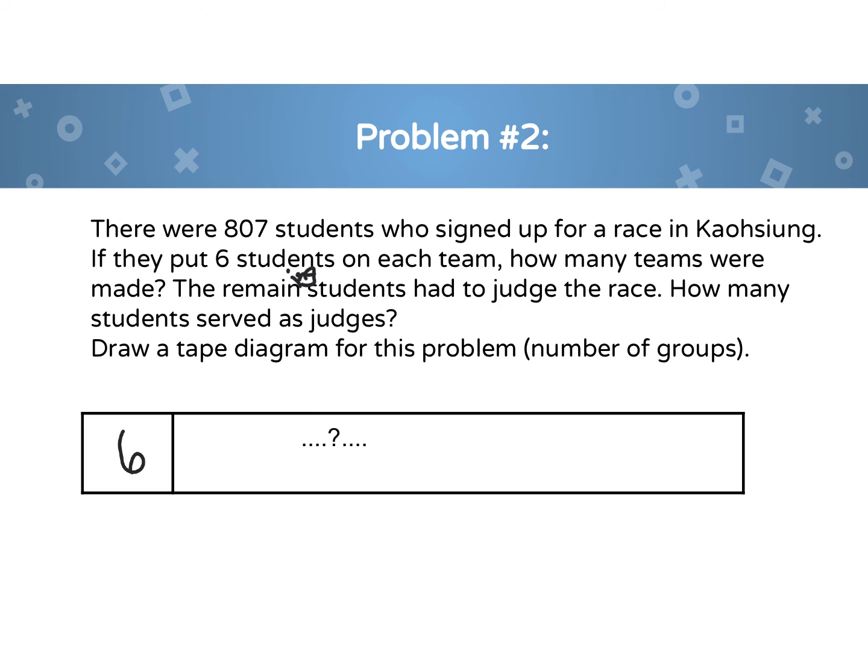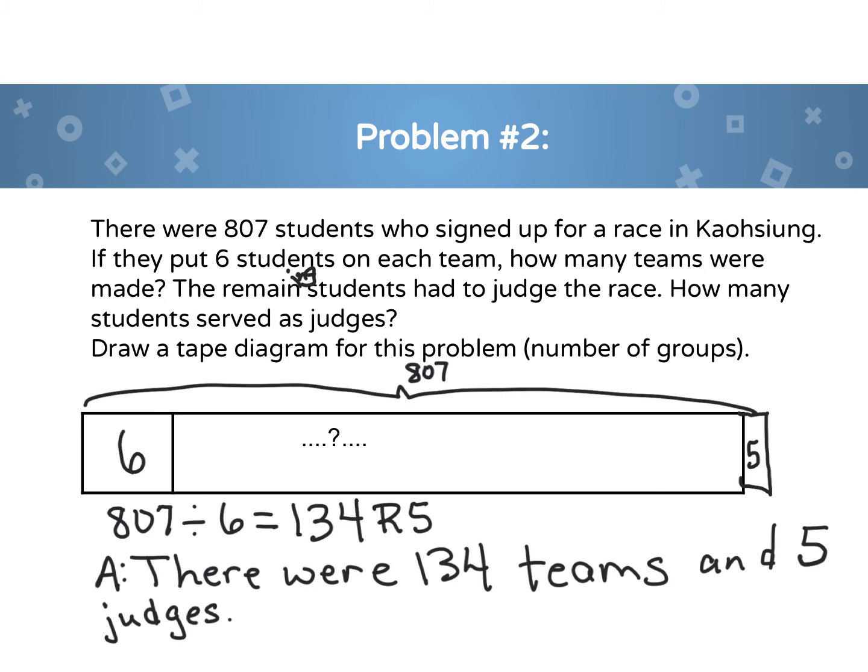So I drew my tape diagram, and now I will have 807 students divided by 6, and that will tell me how many teams that we had for the race, and then the number left over will be the judges. So go ahead and do this in box number 2, while the teacher pauses the video. Okay, we do the division here. I did not write the long division because of my space, but if you had 807 divided by 6, because there were 6 students on each team, we would have 134 teams and 5 students would be judges.